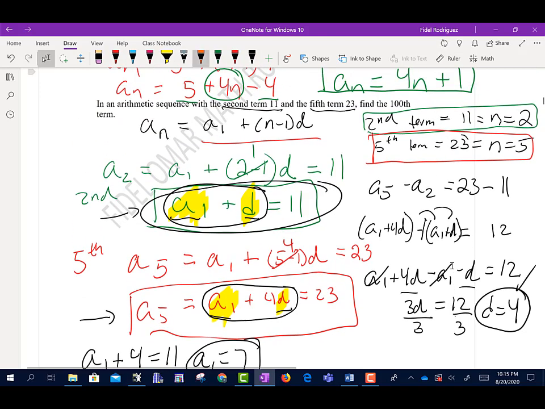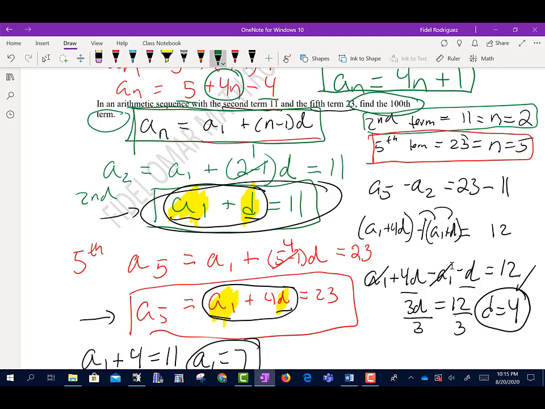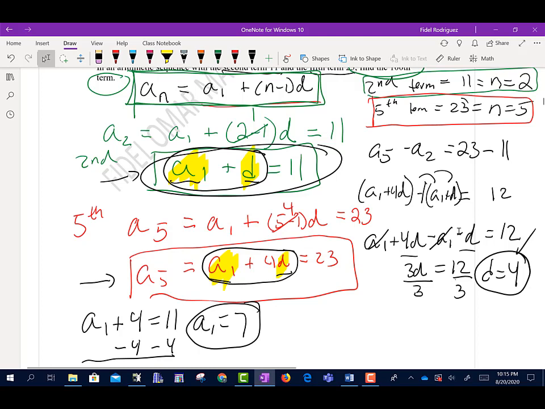So let me come back up here at the top. The question was asking us, can we find the 100th term? You know what? I bet you we can. So I'm going to look at my formula right here, and it says AN equals A1 plus N minus 1 times D. So I'm going to write that out.